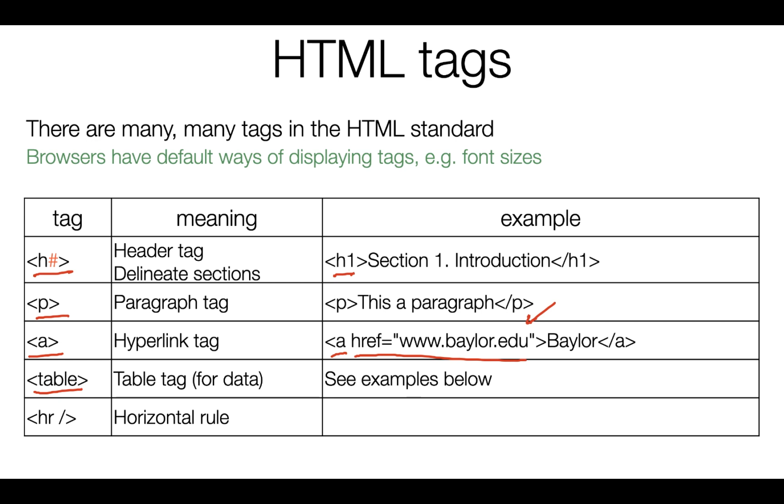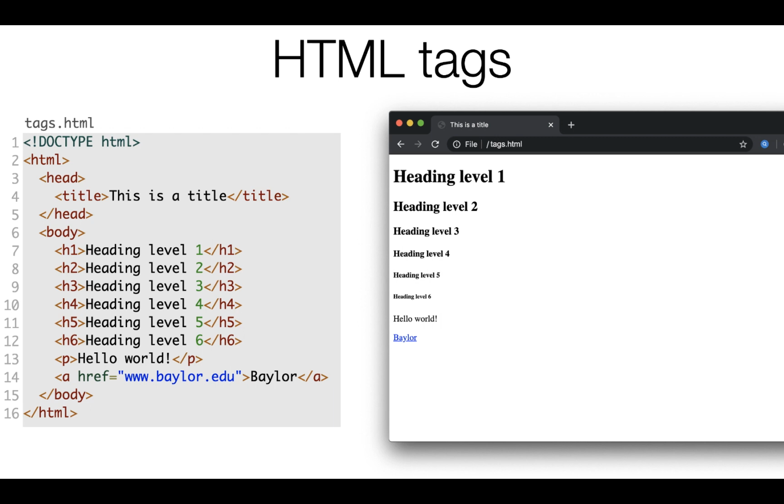Lastly, I thought it'd be useful to put an example of a tag that actually is self-closing. This is the so-called horizontal rule tag, and it will actually just make a horizontal line across the screen. You've seen these all the time. You've probably just never thought about it. So here's an example of these different tags in action.